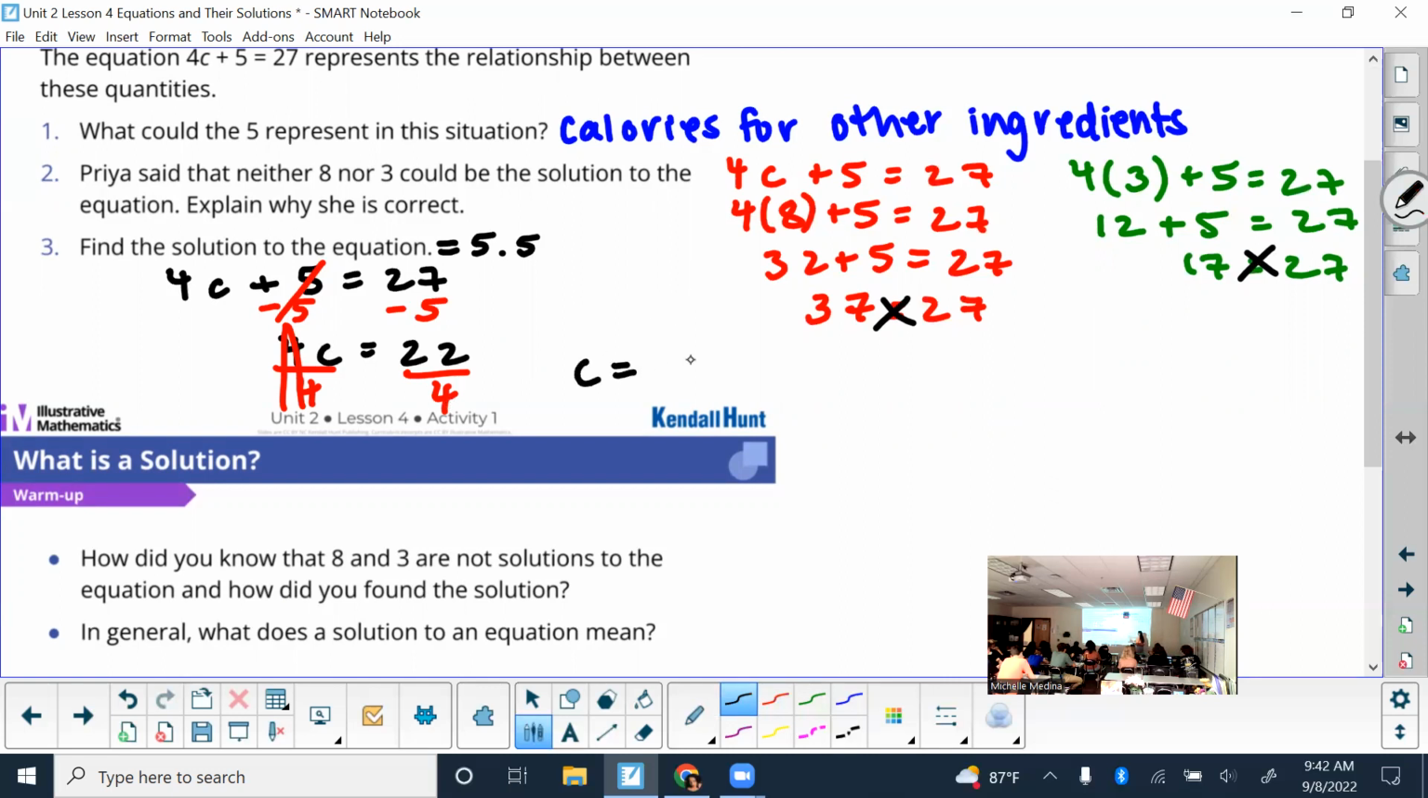22 divided by 4 is what? It is a decimal. All right, don't do it in your head, use a calculator. But yes, it is 5.5. All right, so that's how you solve. Undo what's being done. Start with what's farther from the variable.